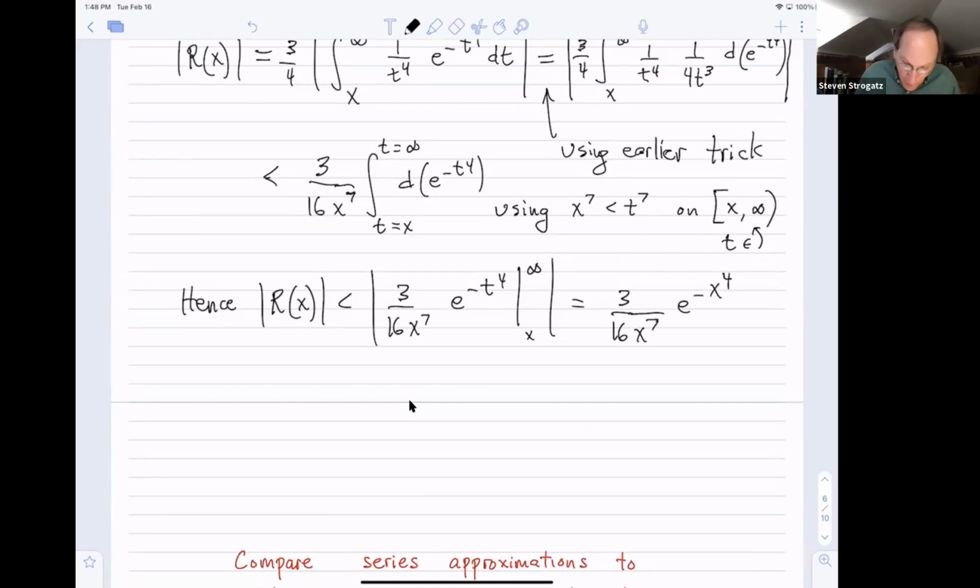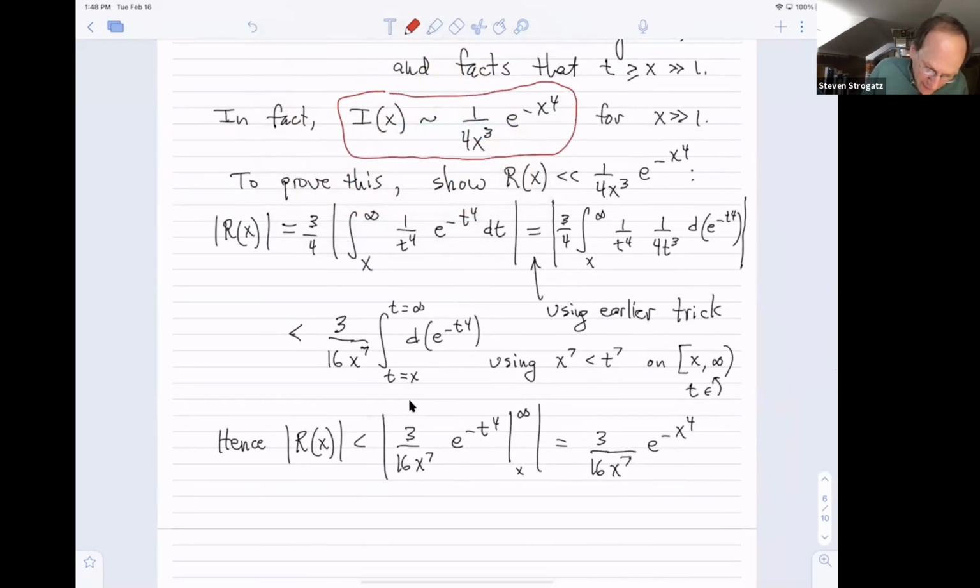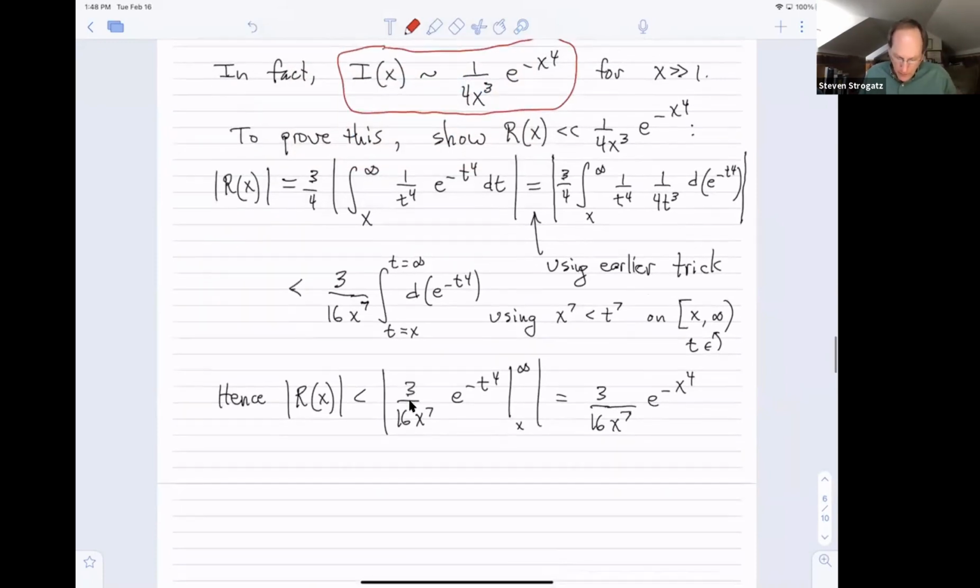This is a very tiny term compared to the term that was the leading term. We were saying this is the leading term here. Let me circle this. The leading term has this prefactor of 1 over x cubed. This remainder term has a 1 over x to the seventh. They both have the same exponential term. So the remainder is way smaller. And so that is enough to prove what we needed to prove.